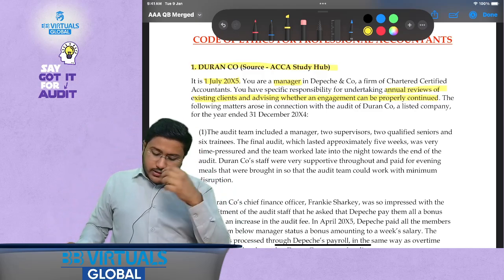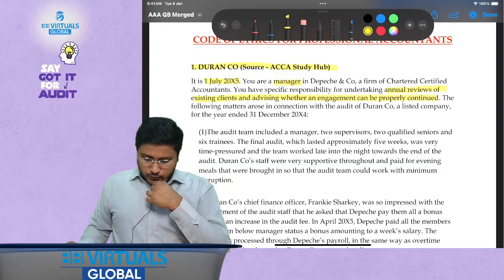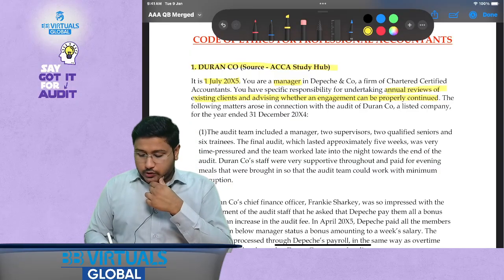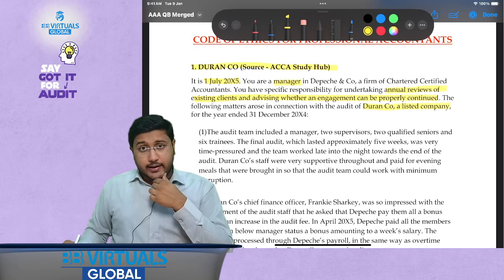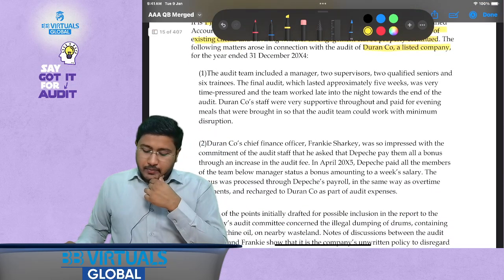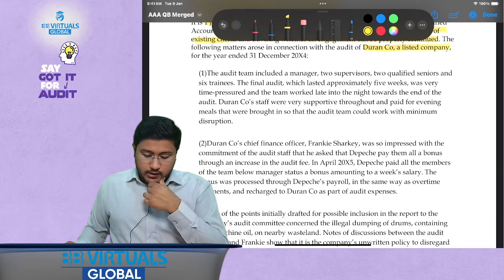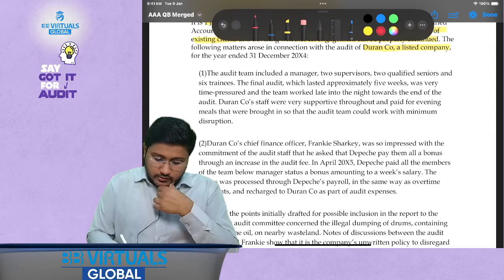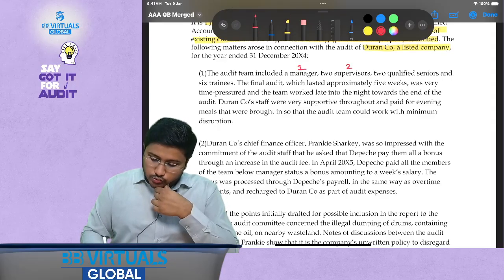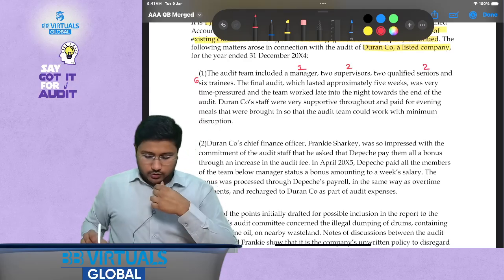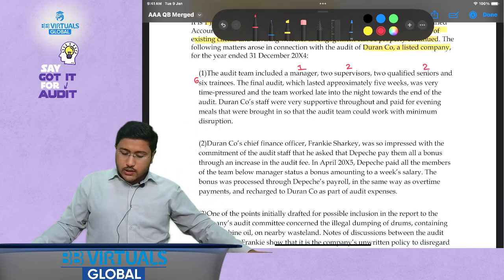Now, the following matters arose in connection with the audit of Duran Company, a listed company. So Duran is a listed company. Should you note it? Yes. The audit team included a manager, 2 supervisors, 2 qualified seniors and 6 trainees. So let's write it also: 1 manager, 2 supervisors, 2 qualified seniors and 6 trainees. So total 11 people.